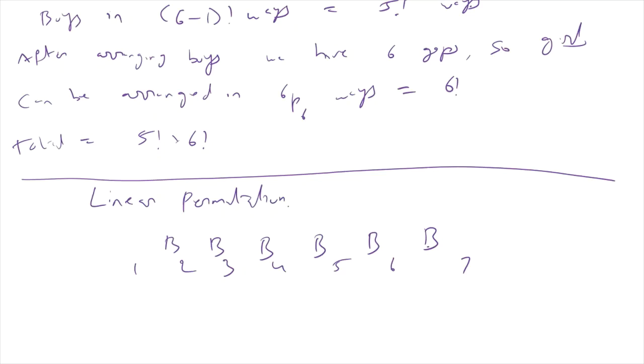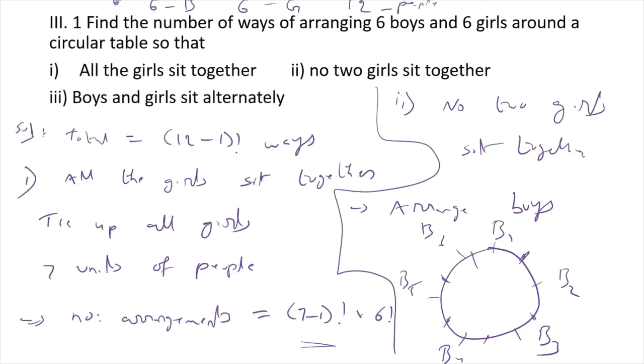Therefore, the total number of arrangements in which no 2 girls sit together is the same as the total number of arrangements in which boys and girls sit alternatively, because the total number of boys is the same as the total number of girls here. Anyway, I encourage the students to refer to that problem in linear permutations and get back to this problem once again. Here if there are 7 boys instead of 6 boys, then the answer is going to be a little bit different.